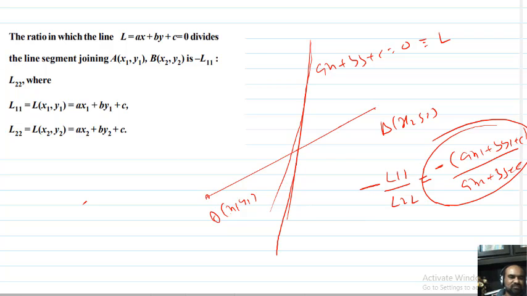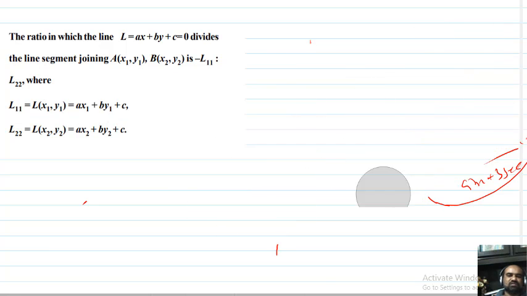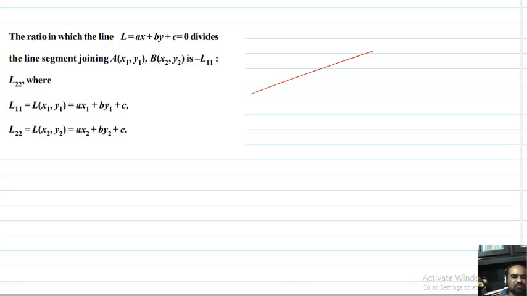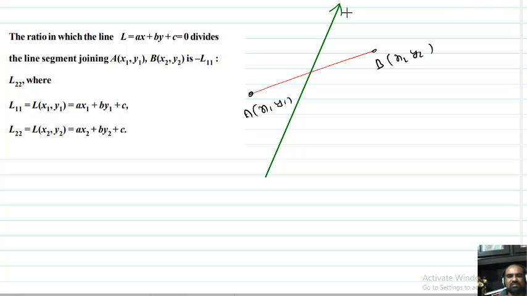But now we want to prove this. Students, listen. For example, this is point A, say (x1, y1), this is B (x2, y2). For example, this is the given line, say capital L. What is the name of the line? I will write neatly. L is given by ax plus by plus c equal to 0.